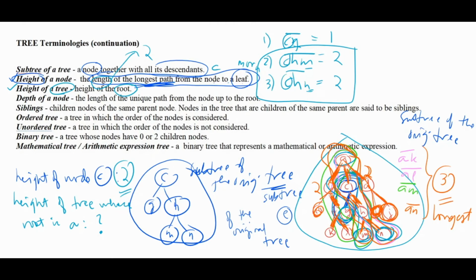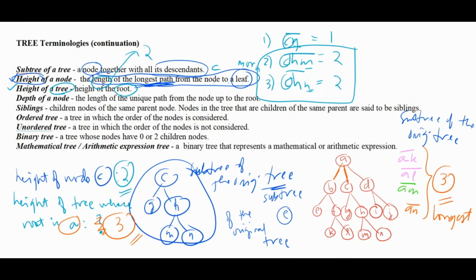And therefore, the height of this given tree, whose root is node A, is equal to 3. Next term we have here is depth of a node. What is depth of a node? It is the length of the unique path, take note, unique path, from the node up to the root.